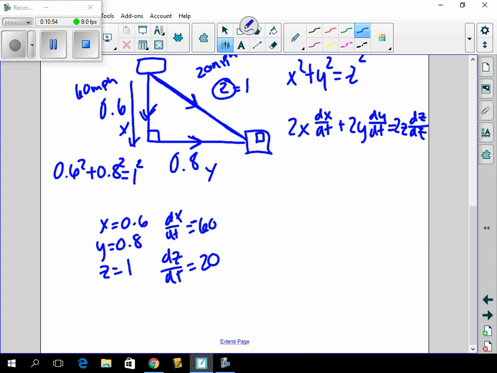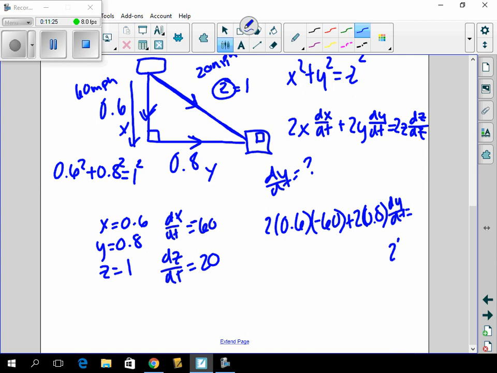So these are my knowns. My unknown is dy dt. This is what I'm looking for. But now I already had the formula because I had to use it to find z anyway. So I have the formula I want to use. I already differentiated it. And so I'm going to put 2 times 0.6 times dx dt, which was negative 60, plus 2 times 0.8 dy dt, and I'm running out of room, equals 2 times 1 times 20, since dz dt was 20.